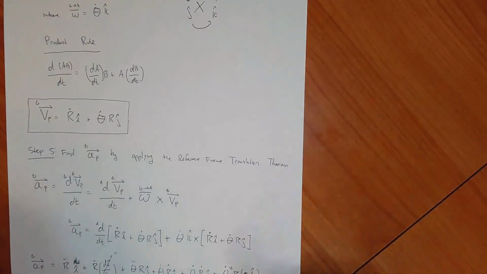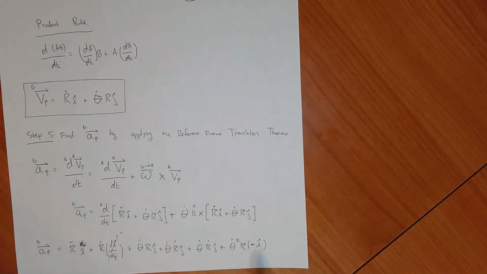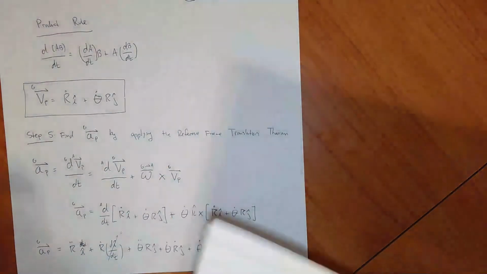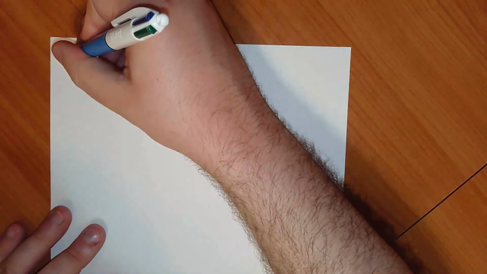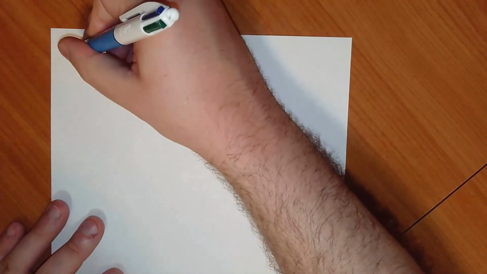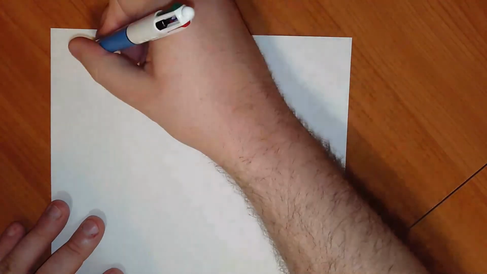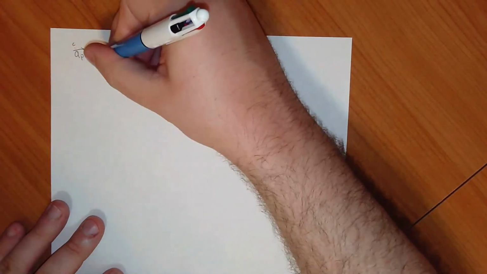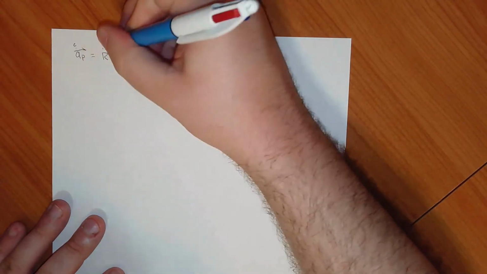Okay, so we've got a lot here. Let me get a fresh sheet of paper, and we'll write down exactly what we had before, so that we can keep working on it. So the acceleration of p in the G reference frame, which is ultimately what we're going for, is r double dot i hat.